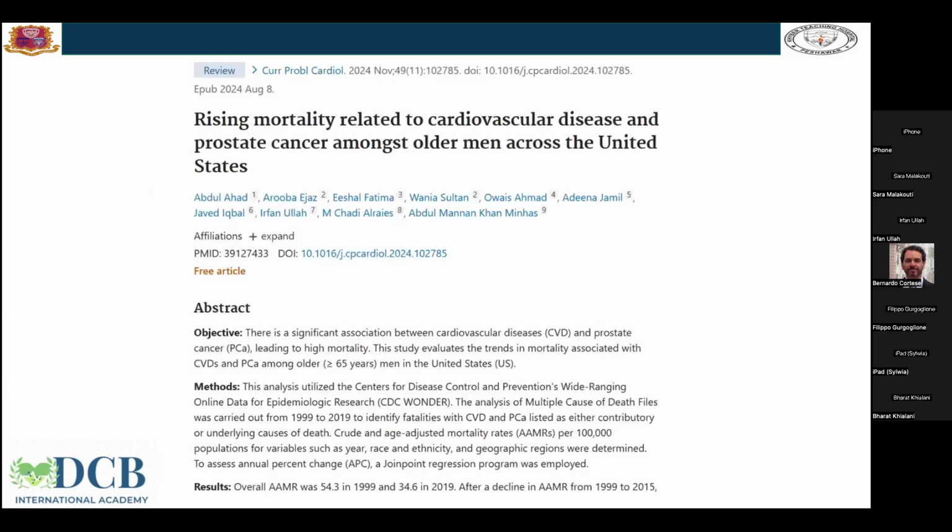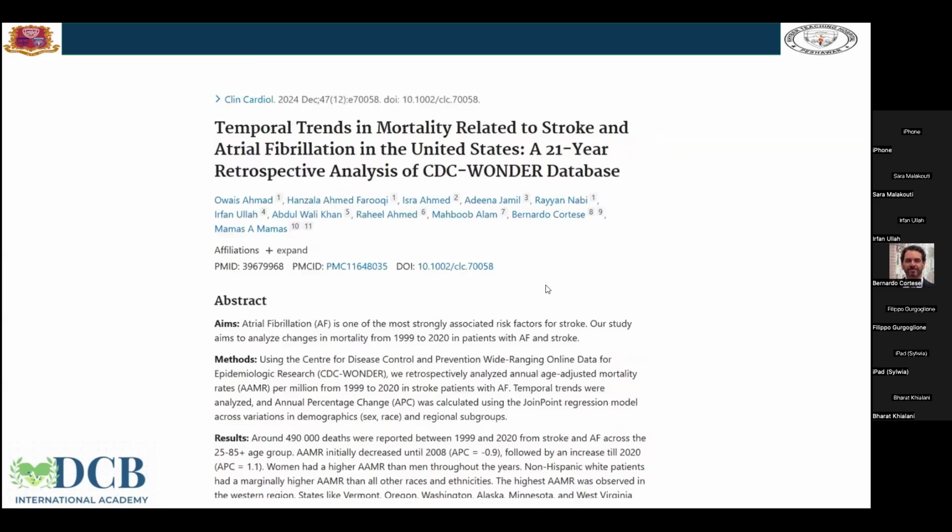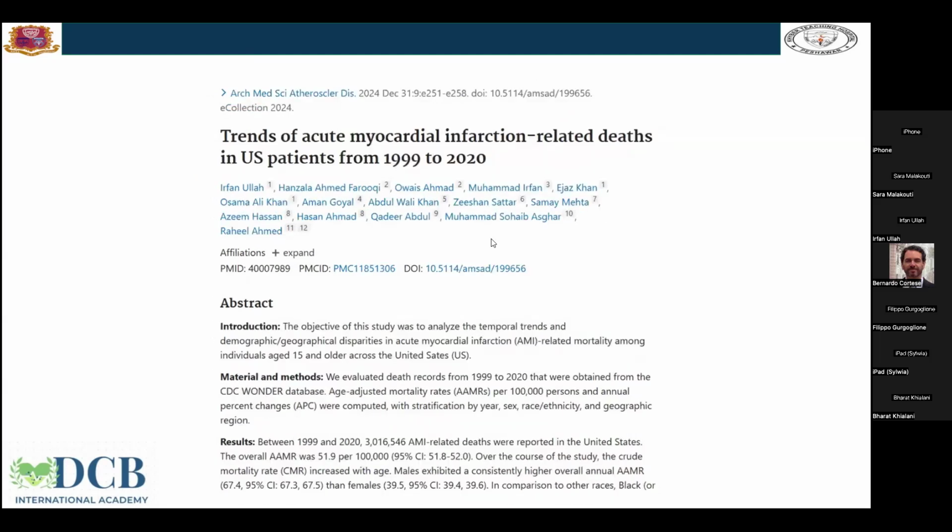This is one study which we have conducted, rising mortality related to cardiovascular death and prostate cancer among older men across the United States. We have explored this CDC database. This is another study, temporal trend in mortality related to stroke in the elderly population in the United States. Another study, trends of acute MI related death in US patients from 1999 to 2020.